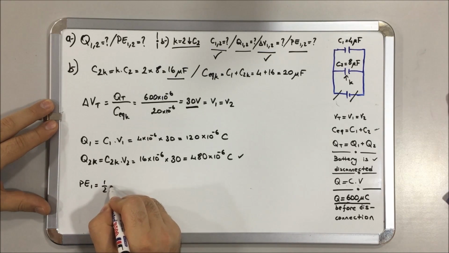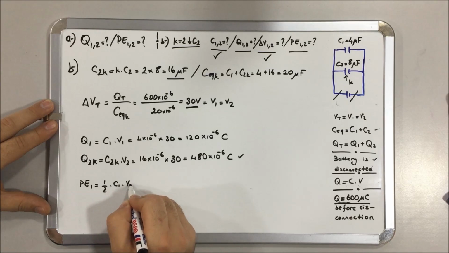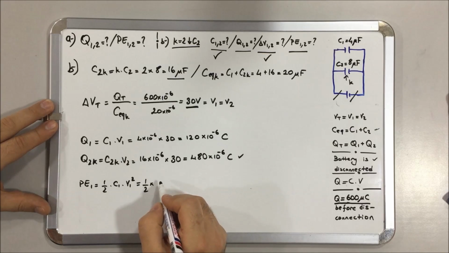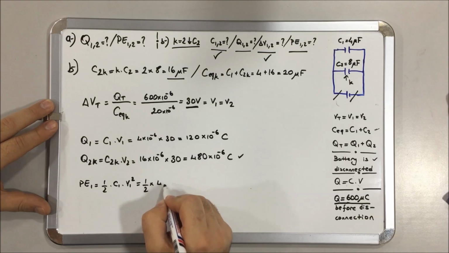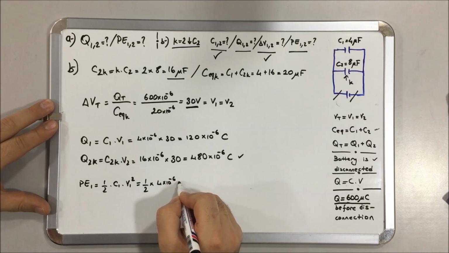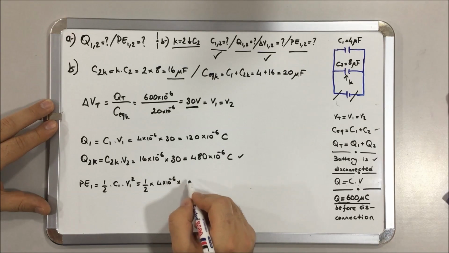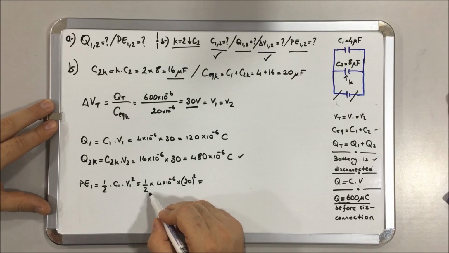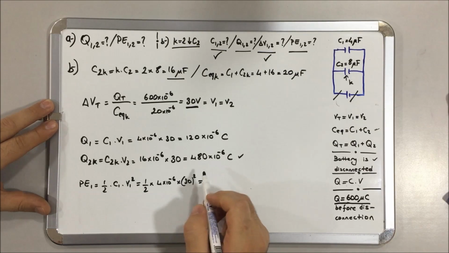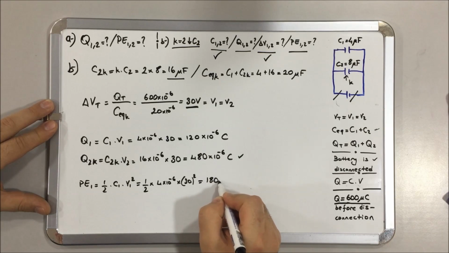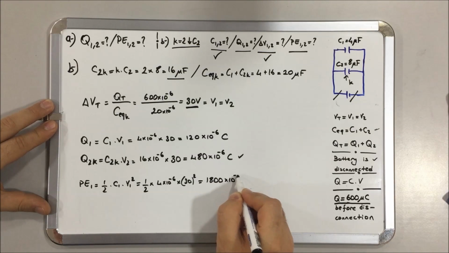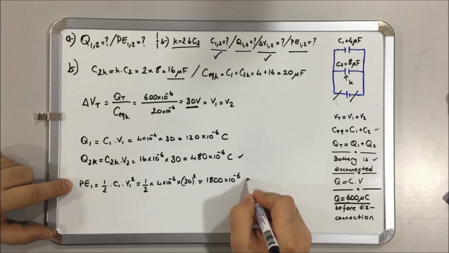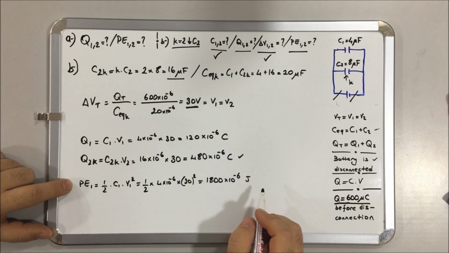Half times C1 times V1 squared. It will be half times C1, which is 4 times 10 to the power of minus 6, times V1, which is 30, squared. 4 over 2 is 2, 30 squared is 900. It will be 1800 times 10 to the power of minus 6. We calculate the energy, so the unit must be joule.